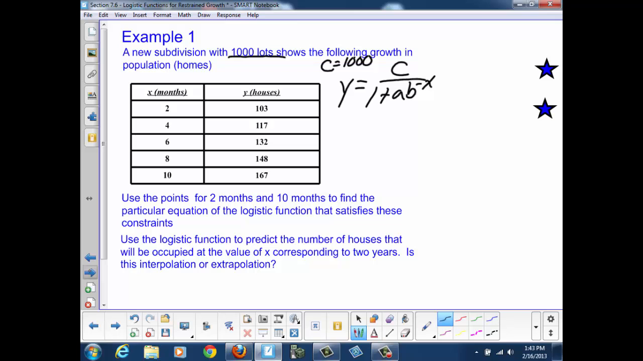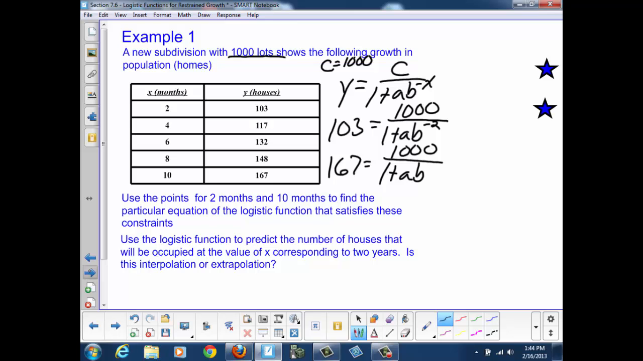We'll start with the x equals 2 months. So we have 103 houses equals 1,000, because that's our c value, over 1 plus a b to the negative 2. Now, our second equation is the data point for 10 months, so 167 houses were sold after 10 months, so that's 1,000 over 1 plus ab to the negative 10th.